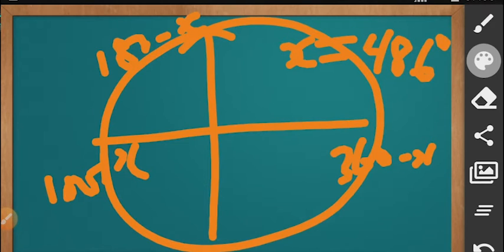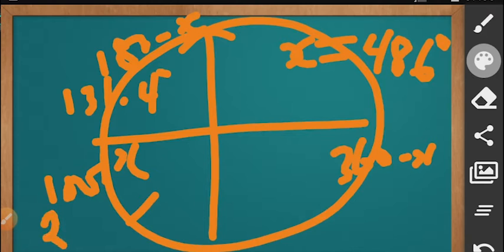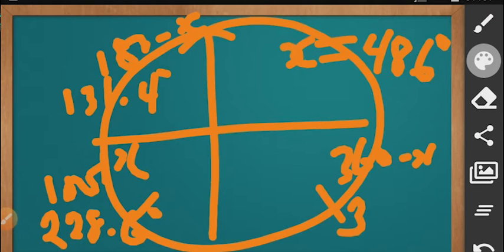So when you subtract 48.6 from 180, that will give something like 131.4 degrees. Then here when you add it, you get 228.6 degrees. Then from 360, here the angle will be what? You just subtract 48.6, that is going to be 311.4, something like that.